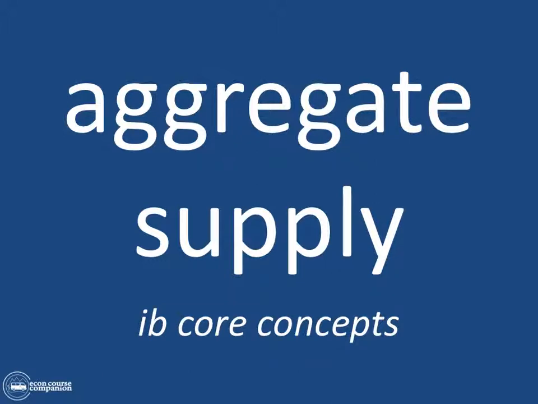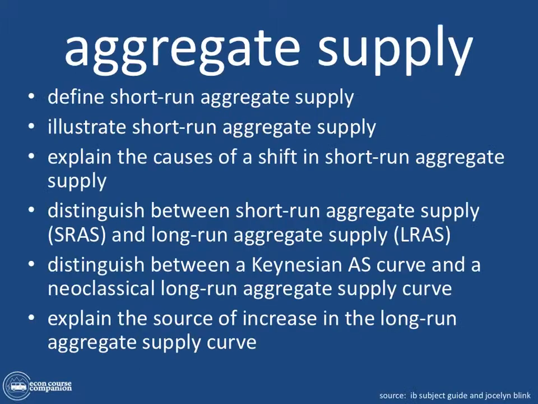Right? You study aggregate supply, you think you know it. Are you sure you can do what the IB wants you to do? That's what this list is for. So check it out. The IB says, hey, students, can you define short-run aggregate supply? Can you illustrate short-run aggregate supply on a diagram? Can you explain the causes of a shift in short-run aggregate supply?